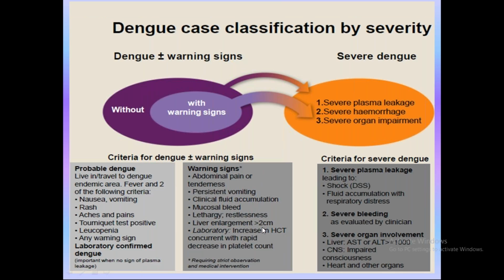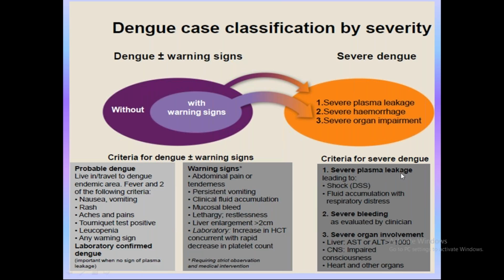So these children require immediate admission into the hospital and close monitoring. Under medical supervision only, we have to treat these children with warning signs. But children without warning signs, that is probable dengue and laboratory confirmed dengue, we can send home, and we can advise the mother to give oral fluids and antipyretics.